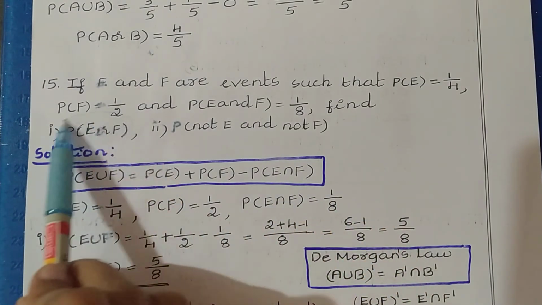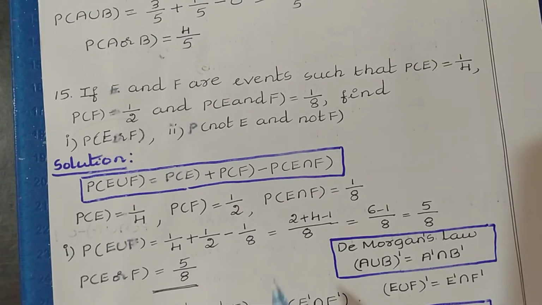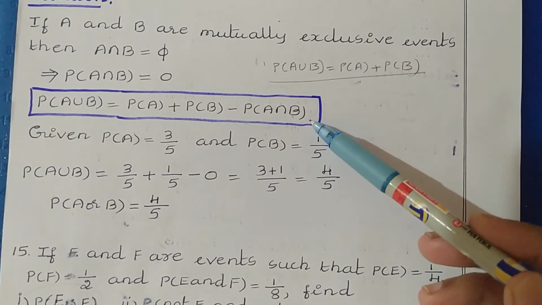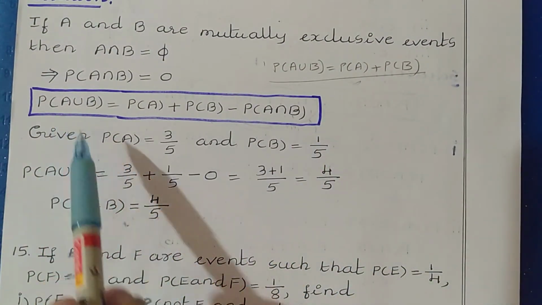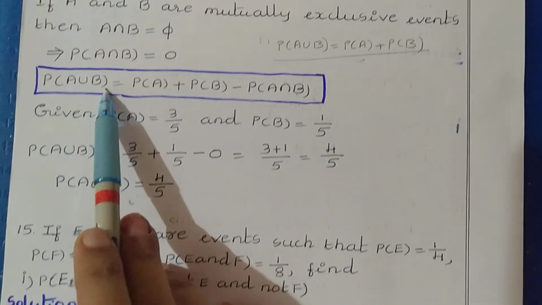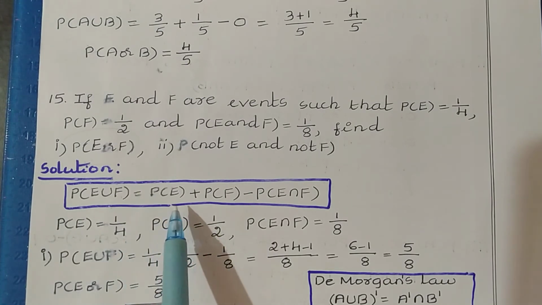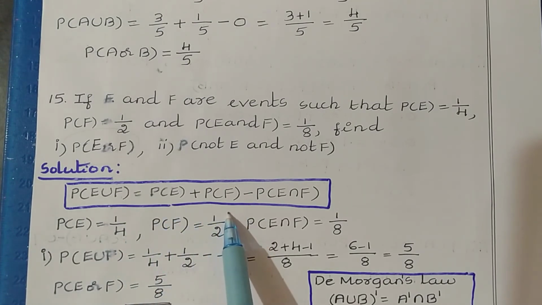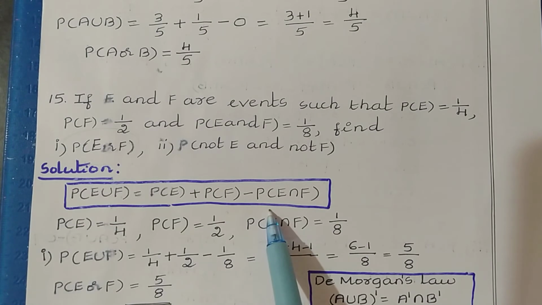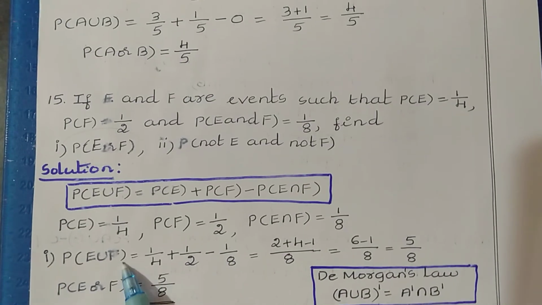First here we need to find probability of E or F, means probability of E union F. Let us write the formula. See, same formula I have taken, this formula. The only change is in the place of A I have taken the event E, and in the place of B I have taken the event F. So probability of E union F is equal to probability of E plus probability of F minus probability of E intersection F. Now to find probability of E union F, let us substitute the value.